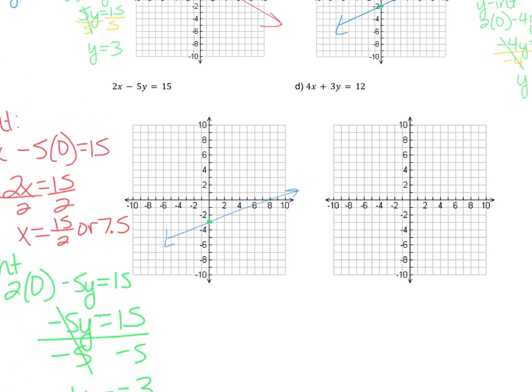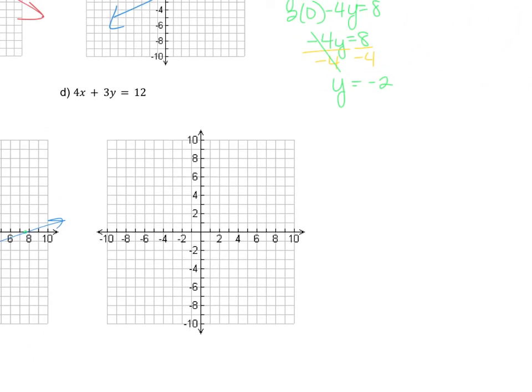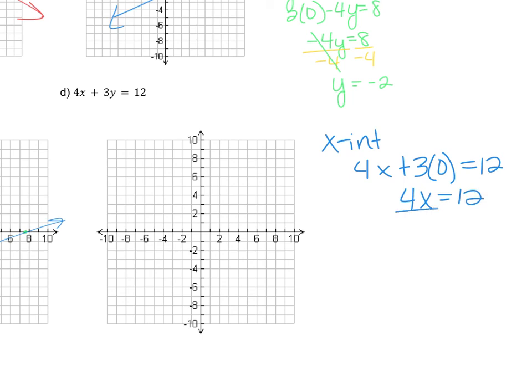All right, last one. Finish strong. So we're going to do the x-intercept. That's when y equals 0. So I have 4x plus 3 times 0 equals 12, aka 4x equals 12. Divide by 4, x is 3.